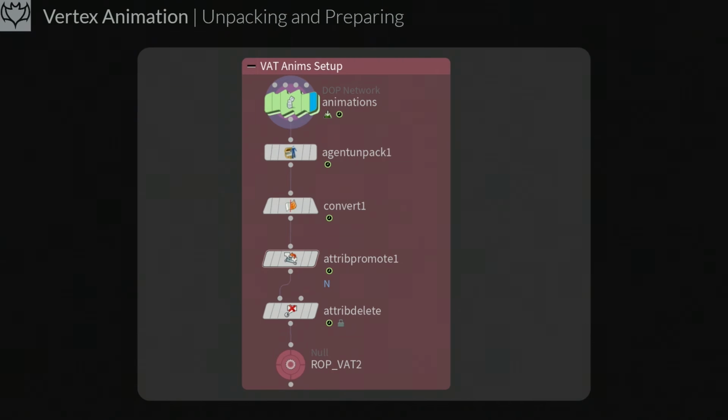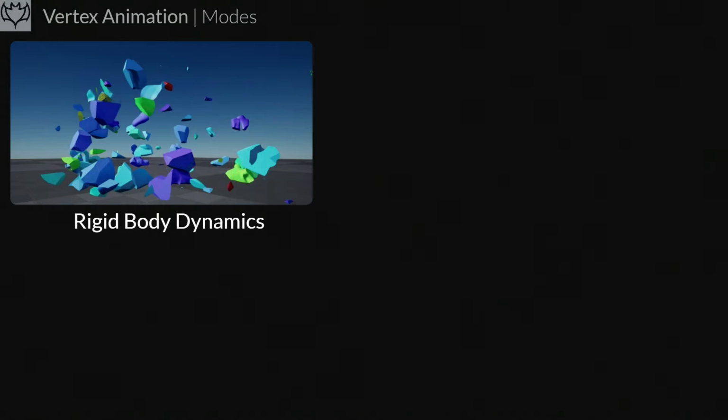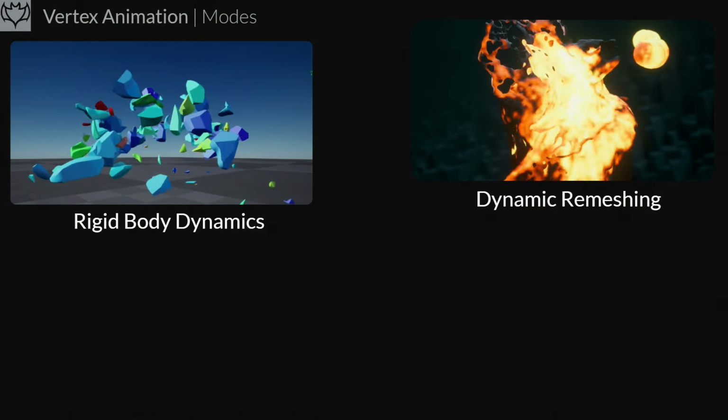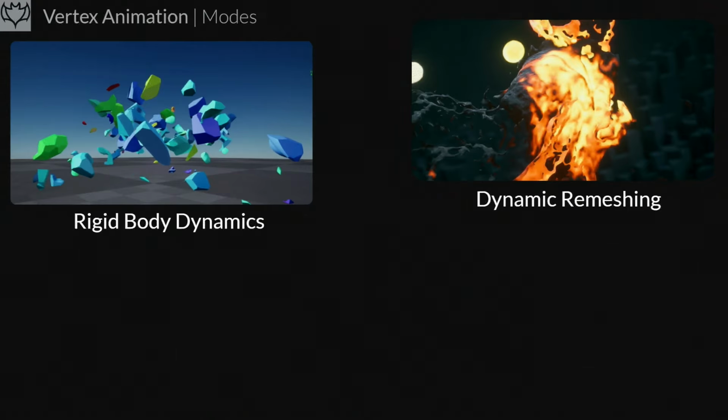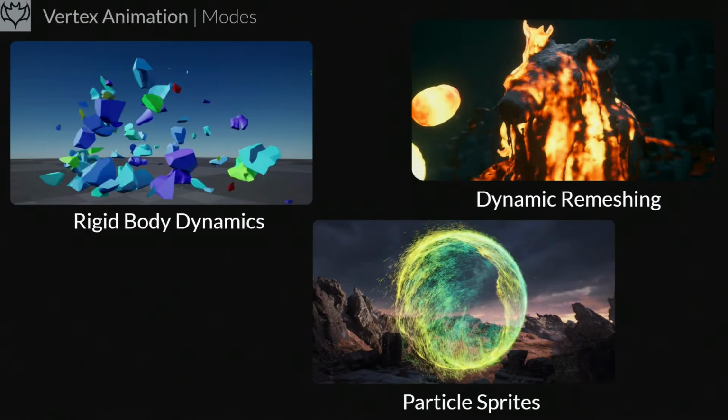To make this blended animation into a texture in Houdini, we unpack the crowd sim and turn it into polygons and then do a little cleanup. And then we export with soft body deformation mode, which is a mode where we have consistent topologies, we just deform them. Some other modes which are interesting to talk about: rigid body dynamics, which is for packed pieces of geometry with simulation data; dynamic remeshing, which is for surfaces which are remeshed every frame with dynamic topologies; and finally particle sprites, which are just for points with simulation data.